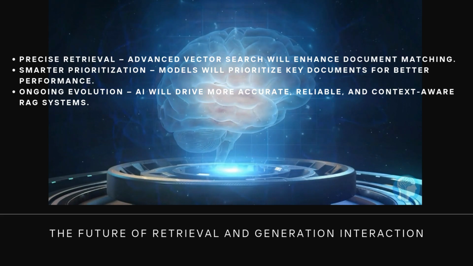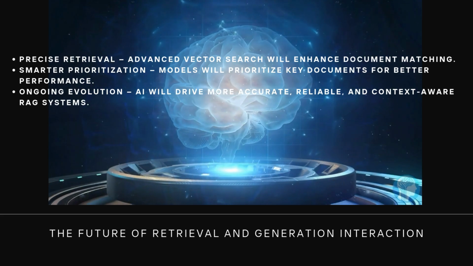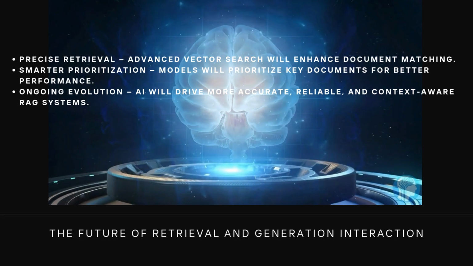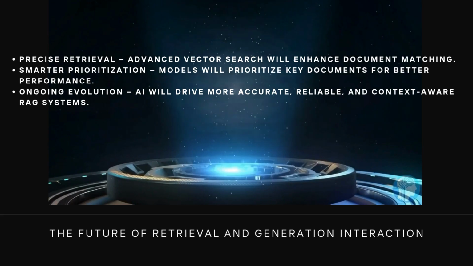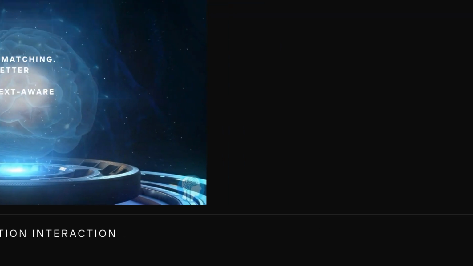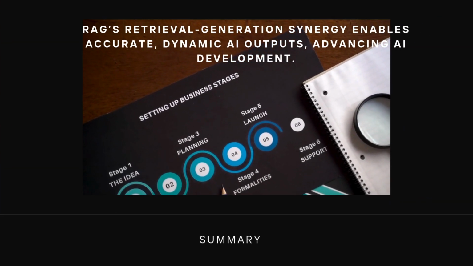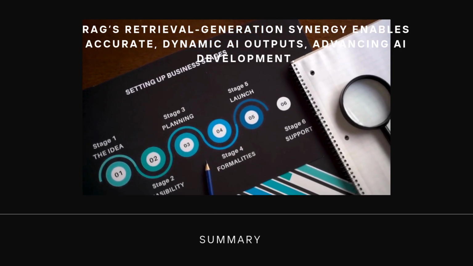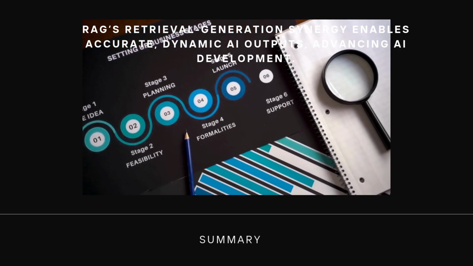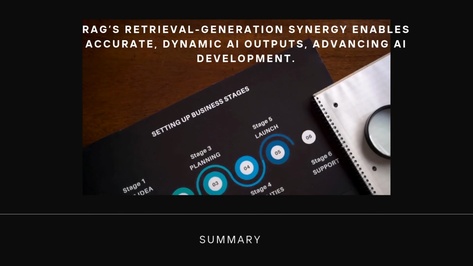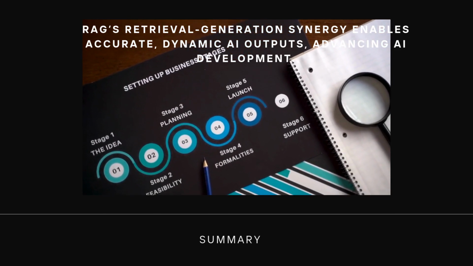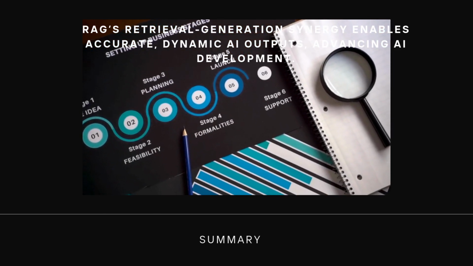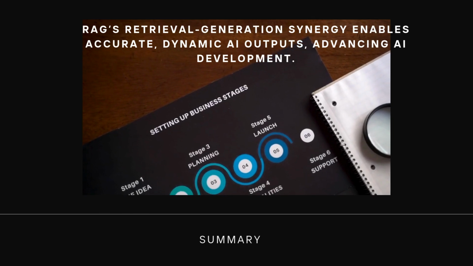As AI continues to evolve, the interaction between retrieval and generation will remain at the forefront, driving the development of more accurate, reliable, and context-aware systems. In summary, the interaction between retrieval and generation lies at the heart of RAG, enabling AI models to produce accurate, dynamic, and fact-based outputs. By anchoring generative capabilities in real-time knowledge retrieval, RAG represents a significant step forward in AI development.